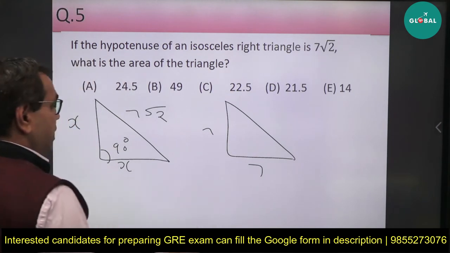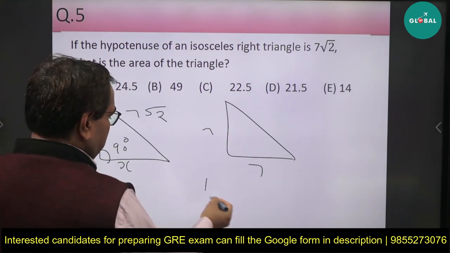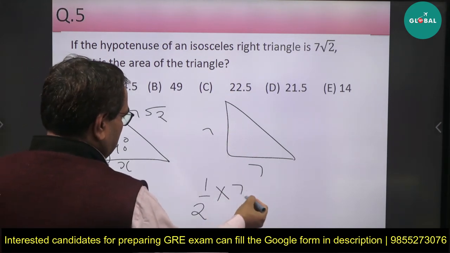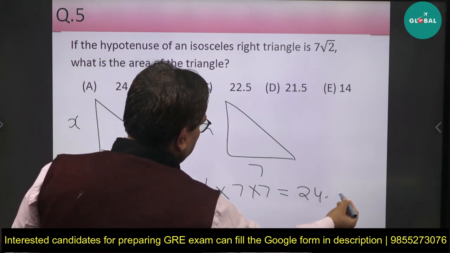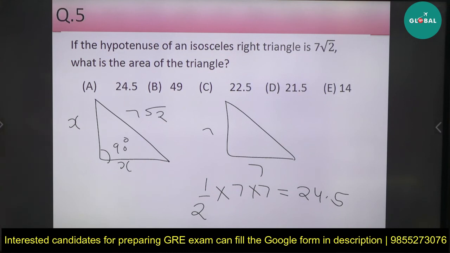Now what is the area of the right angle triangle? It is half into base into height. Half into 7 into 7, 49 upon 2, so 24.5. So A is the right answer. So this type of question they ask generally, okay. These are not very tough questions.